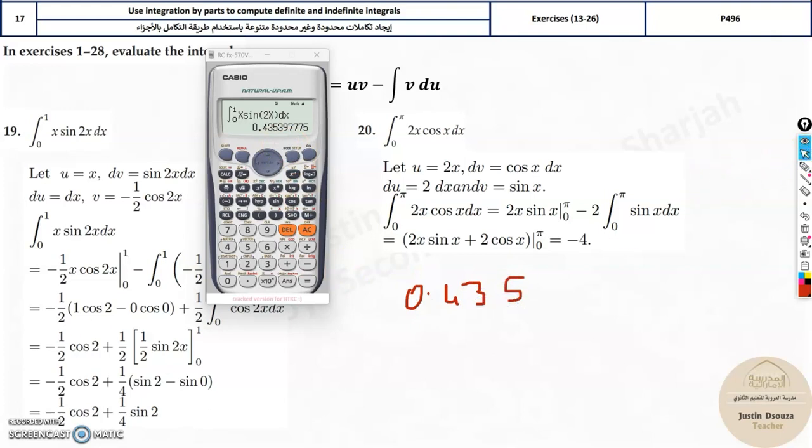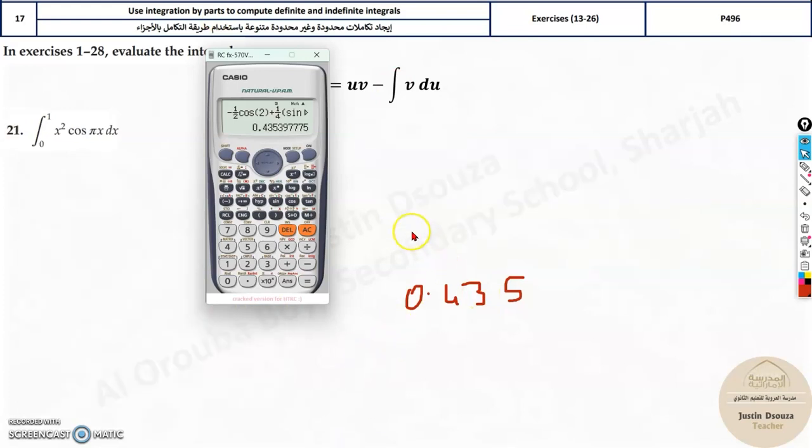So what you need to do is solve all the four options. Only one will be the correct answer. That is half cos 2 plus 1/4 sine 2, close the bracket, and this will be the correct answer. Why? Because when you simplify this, you're getting the same answer that we got in the calculator. Only one will match, so that's how we can easily solve it.